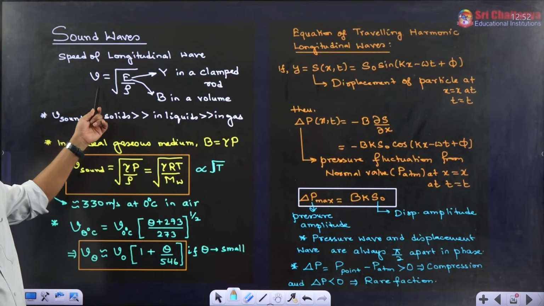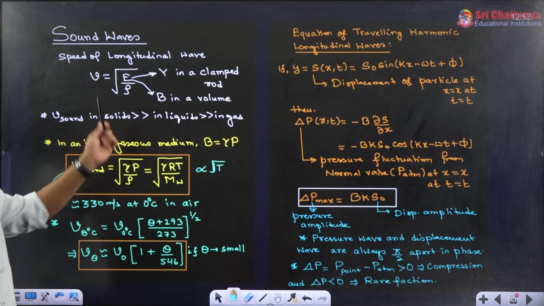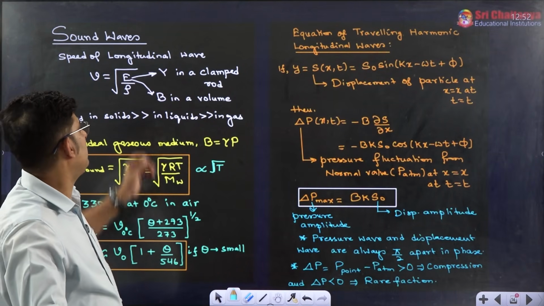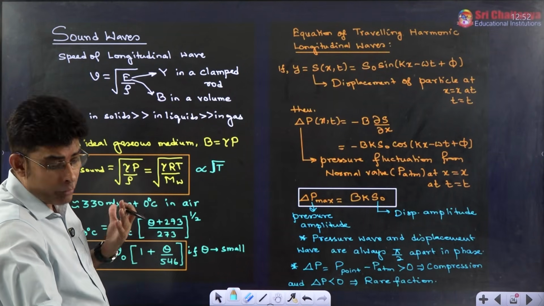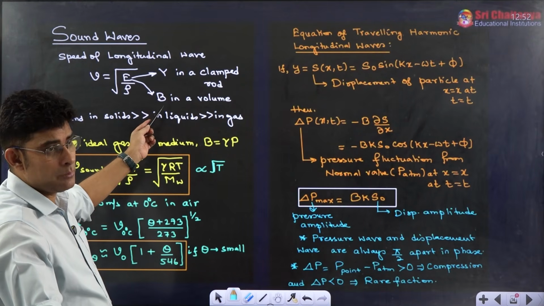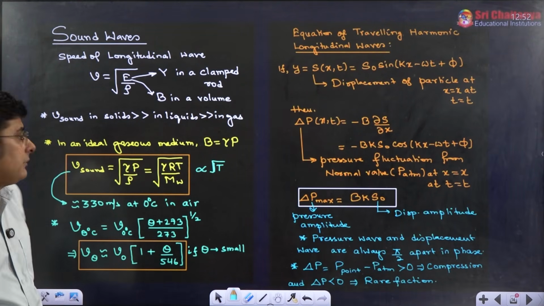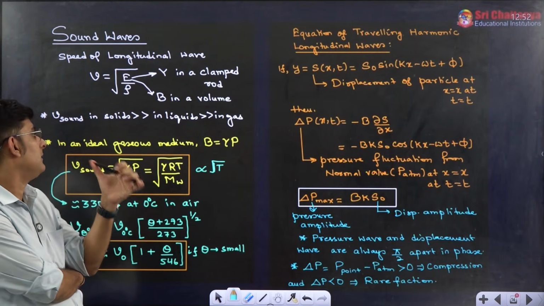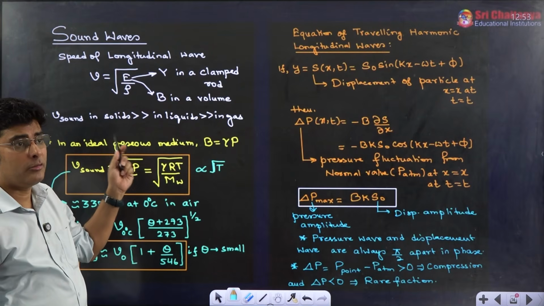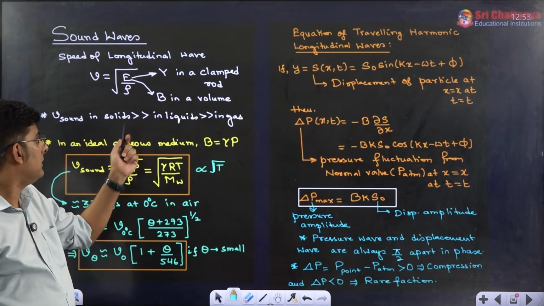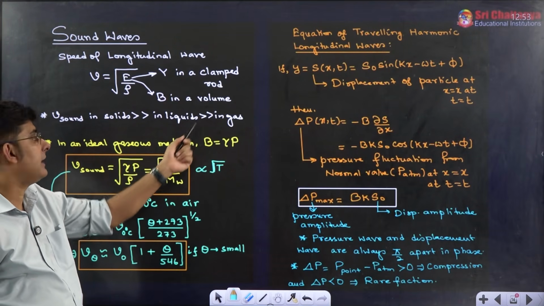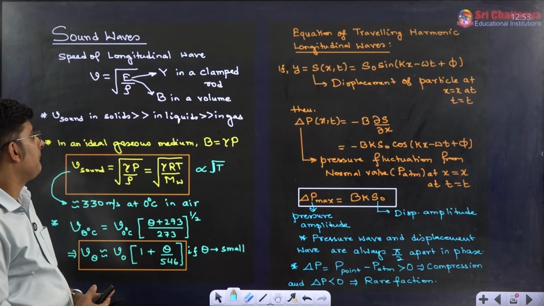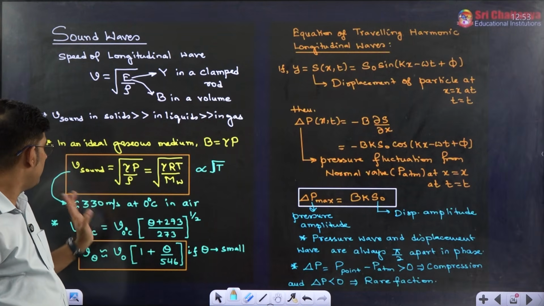In longitudinal waves, the speed formula is root E by rho. E is the elastic constant. If you have a clamped rod in which the vibrations are taking place, we will use E as Young's modulus. But in a voluminous medium, you will take E as bulk modulus. Now, the elasticity in solids is very large compared to liquids, and in liquids compared to gases. Hence, in speed comparison also, sound is faster in solids, very large compared to liquids, than in gases. So sound travels faster in solids than in liquids than in gases. This should be remembered.